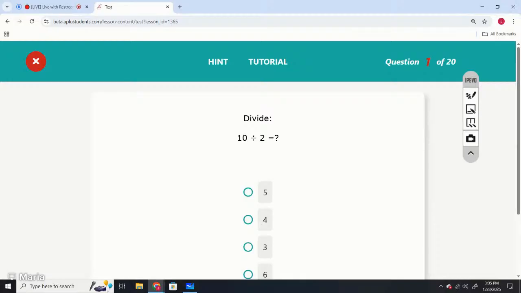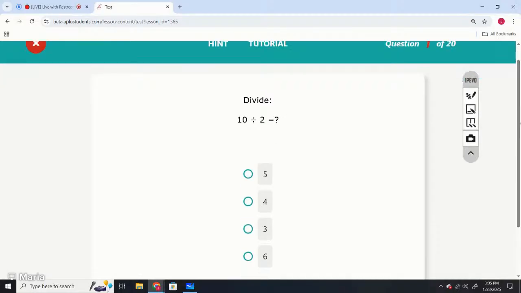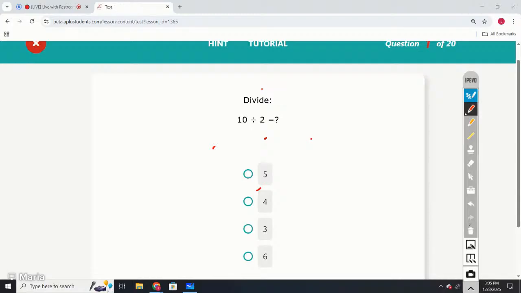Okay, 10 divided by 2. Now we need to count a table of 2 until 10, right? If you are still not good with multiplication tables, you can skip count by 2s. 2, 4, 6, 8, and 10. You skip counted 5 times: 1, 2, 3, 4, and 5. So 10 divided by 2, 2 times 5 is 10.